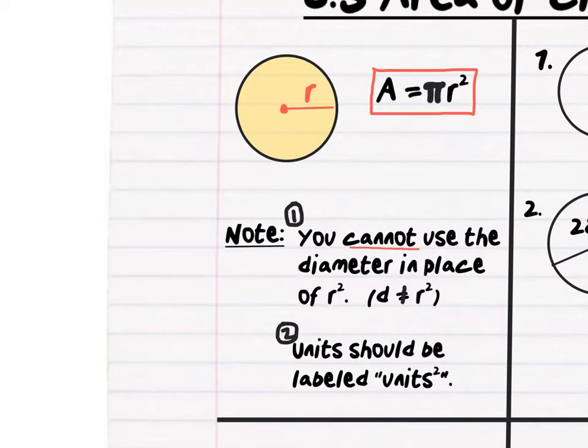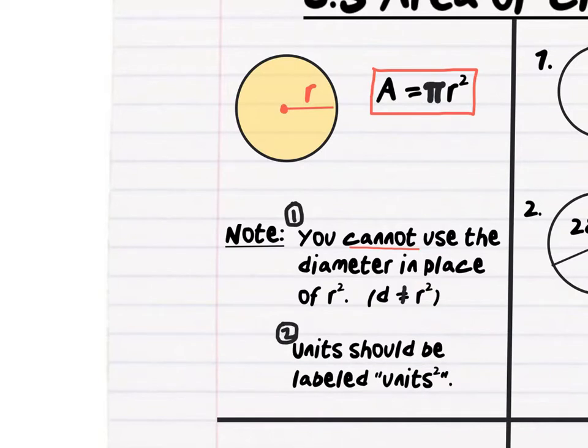Okay, so I already went over the formula for the area of a circle, and it's also important for you to note these two things. First of all, you cannot use the diameter in place of r squared, or r to the second. So in the parentheses here, I wrote that d does not equal, that's the not equal to sign, does not equal r to the second. Okay, they're not the same, and that's a common mistake. Kids want to use the diameter and replace r squared with the diameter, and that's not going to give you the area. All right, the other thing you need to know is that units should be labeled units squared.